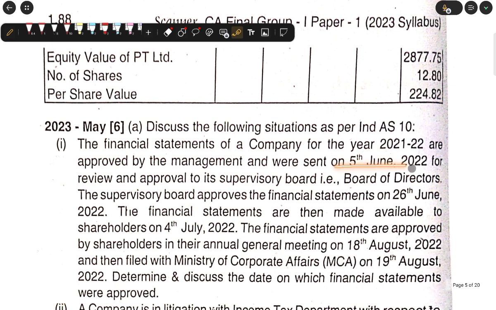The financial statements were approved by the management in June and then by the supervisory board of directors. The supervisory board approved them on 26th June. They were then made available to shareholders, and at the AGM they were approved on 19th August and filed with the MCA. The management's approval date is 5th June itself.